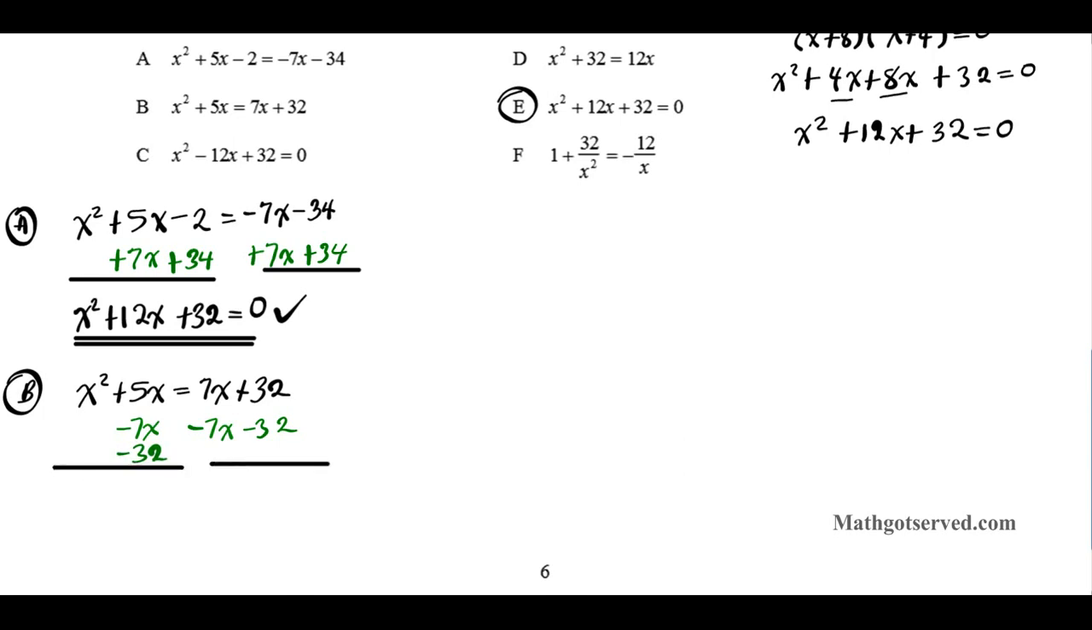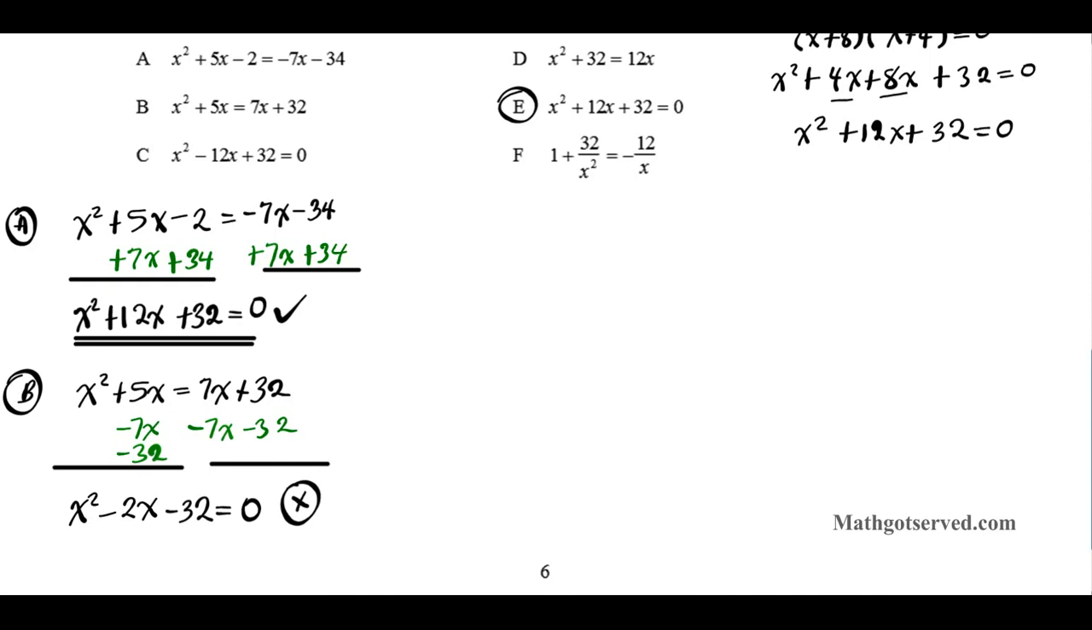On the left side, we're going to have x squared. Combine 5x minus 7x will give us negative 2x. And then minus 32 is a constant, so we can combine it here. So we'll put it on the side, minus 32. On the right side equals 0. Does this match with that? Absolutely not. So equation B does not have the roots of negative 4 and negative 8.